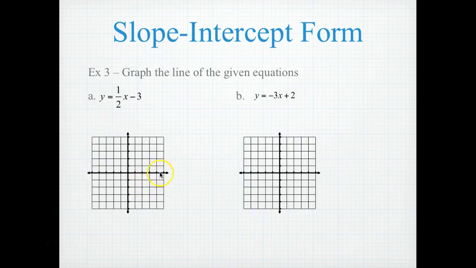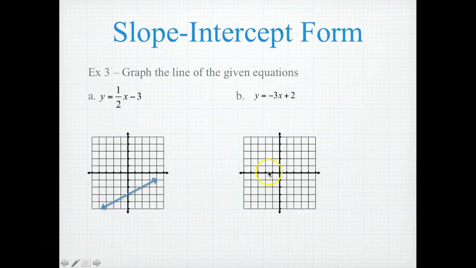Up 1, over 2. If we run out of room, we would always go back to the y-intercept and count in the opposite direction. Down 1 and to the left 2. Counting in the opposite direction produces more coordinates, allowing us to get a more complete line.